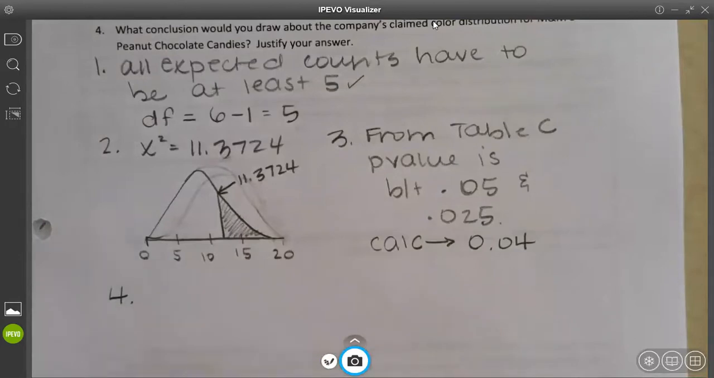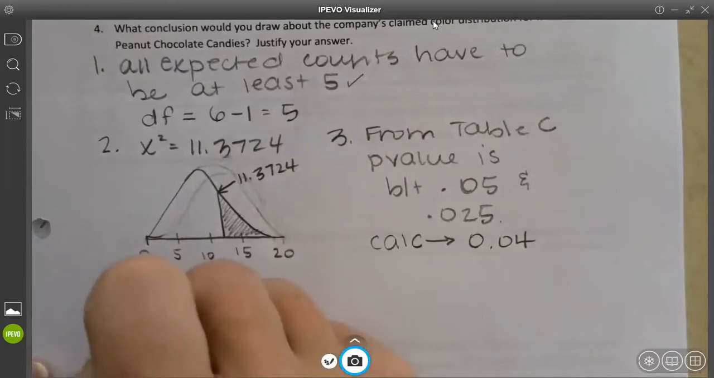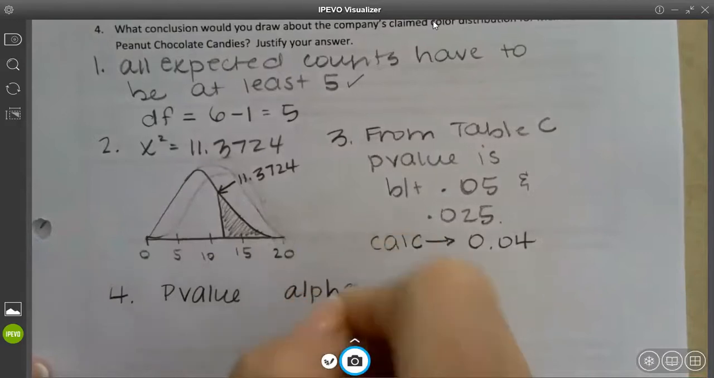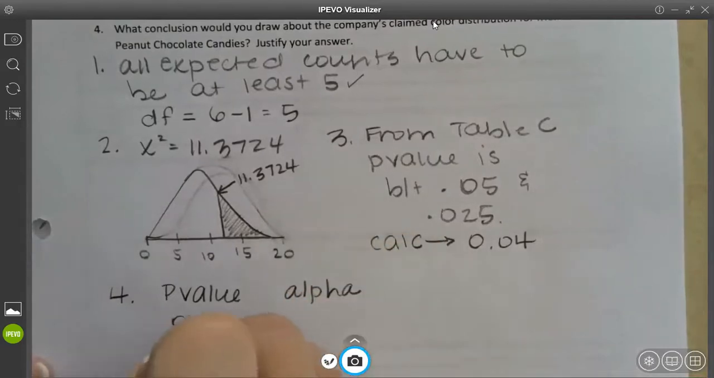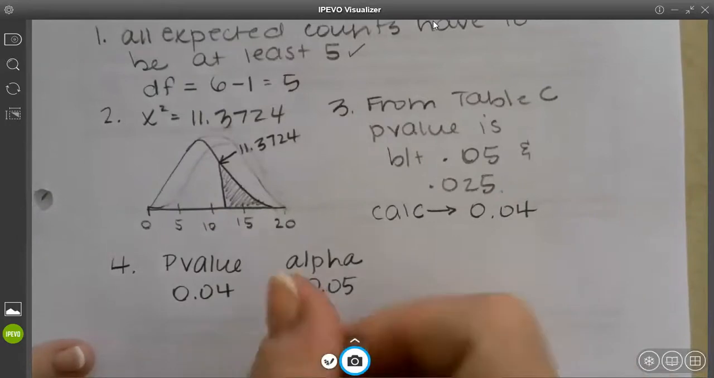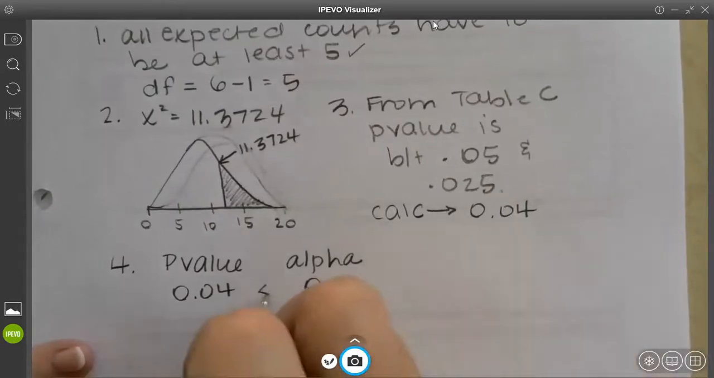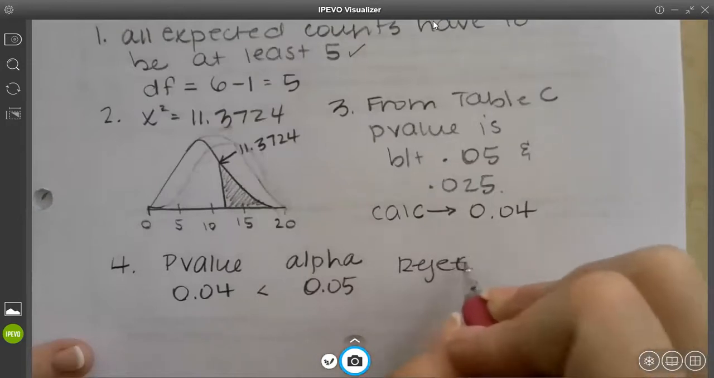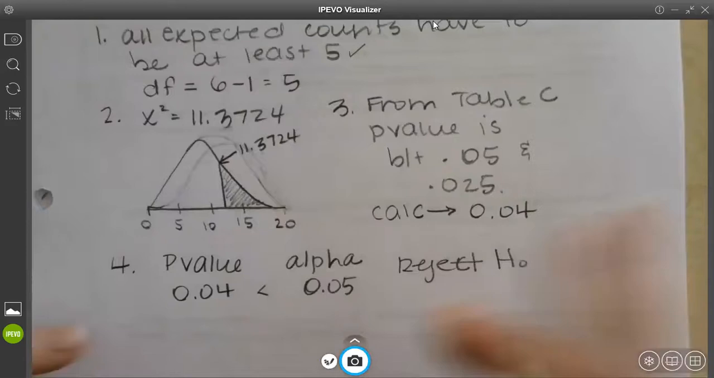So then number 4 says, what conclusion would you draw about the company's claimed color distribution for M&M's peanut chocolate candies, and justify your answer? So p-value versus alpha. So same thing we've been doing. P-value is 0.04. Alpha, because it didn't give it to us, is 0.05. What do we know? So what do we do? We'll reject H sub A.